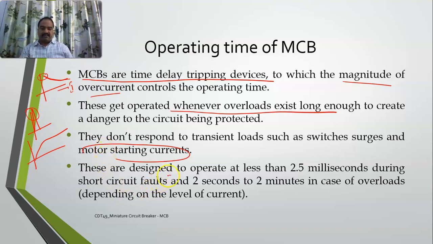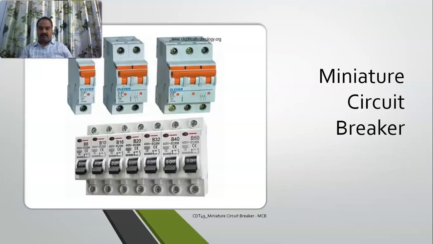They are designed to operate in less than 2.5 milliseconds during short circuit faults. At normal times, they will operate in 2 seconds to 120 seconds. In case of overloads, they will wait depending upon the magnitude of current and then they will operate. So this is your circuit breaker.